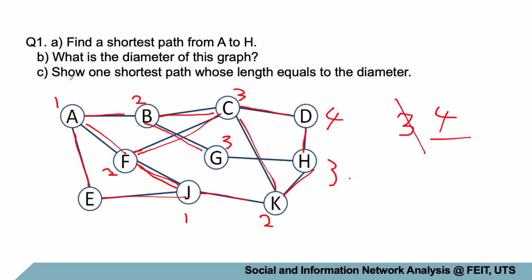So for the third question, show one shortest path whose length equals the diameter. You can just use, for example, the distance between D and E is 4, so you can go from D back to E, 3, 2, 1. And it's E, A, B, C, D. This is 4. So this path's length equals the diameter.